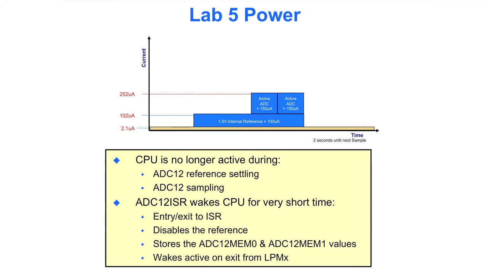So the CPU now is no longer active like in Lab 4. It was active during the entire time when the internal reference is on. So when the reference is settling and the sampling is taking place, the CPU is not on at all.